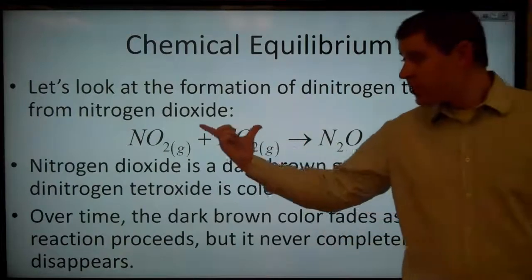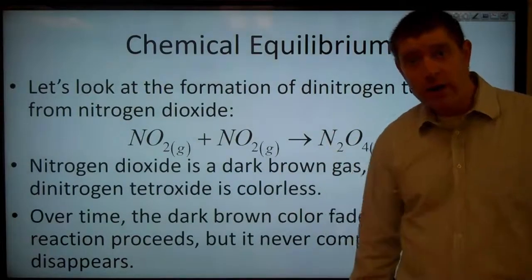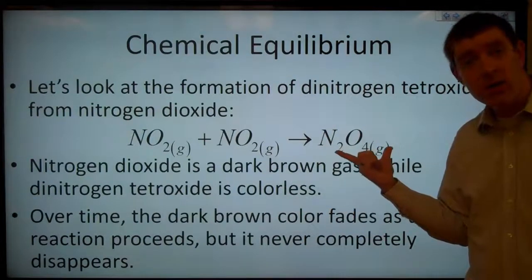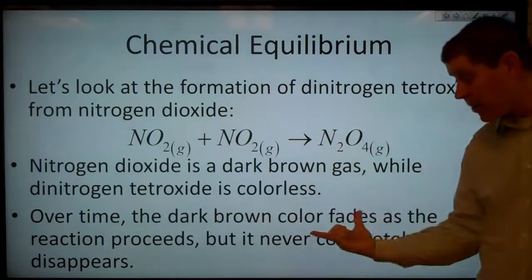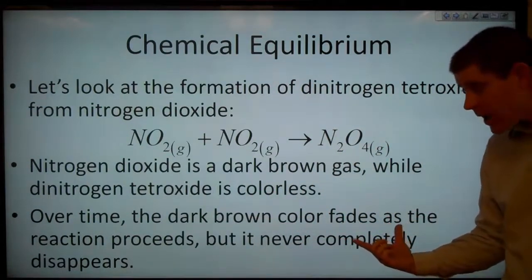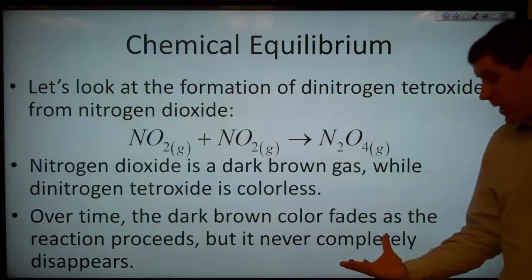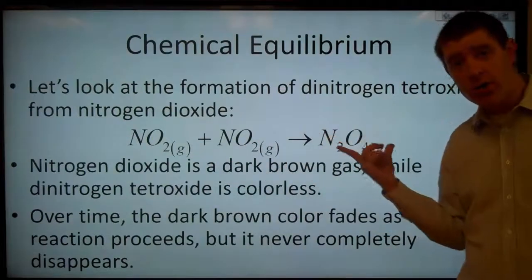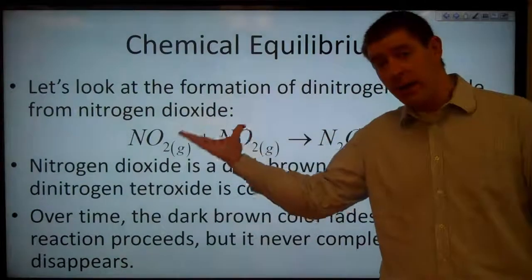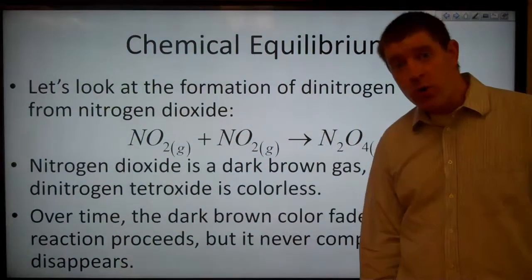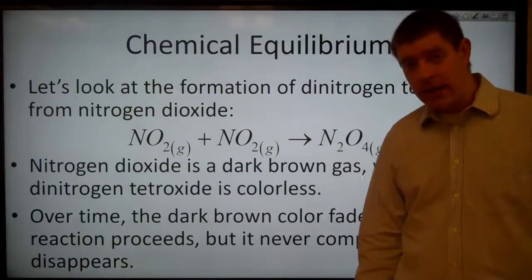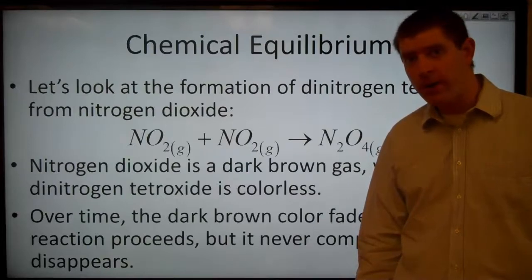So if we put some nitrogen dioxide into a flask and watch over time as it reacts to form our dinitrogen tetroxide, then our dark brown color fades as the reaction proceeds, but it never completely disappears, which means that the reaction never totally goes to completion. We never get rid of all of our NO2. We never get rid of all of our reactant. And why is that? Why does the reaction stop or appear to stop after a while?